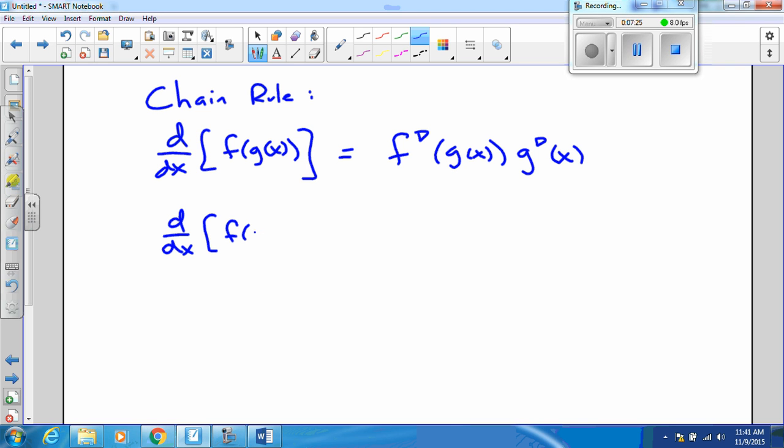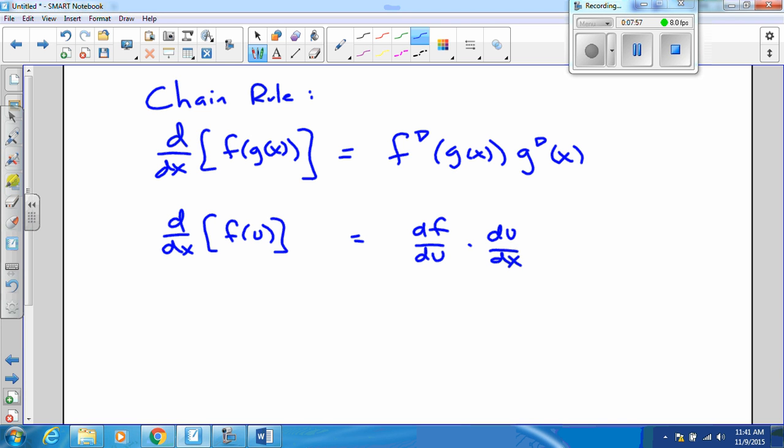Watch this. If I call that inside function u, so that I'm taking the derivative with respect to x, one variable, of a function of u, a different variable, then my result is df du, the derivative of the outside, f prime of u, times du dx, the derivative of the inside. Wow.